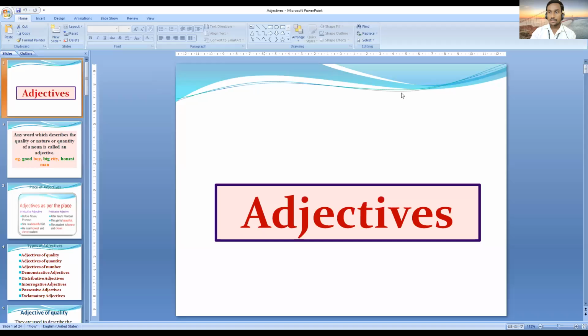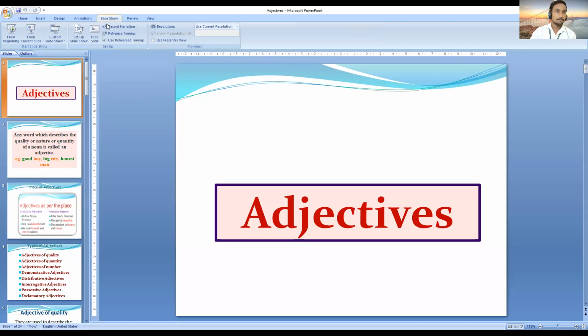So with this, today we will begin with adjectives. If you have any questions about previous topics that we have done about tenses, you can just ask. Otherwise, we will start. So any questions here? No questions. Okay, then let's begin this adjectives.